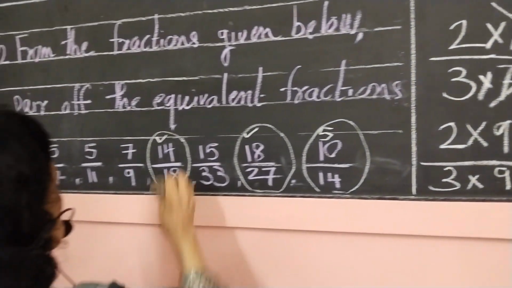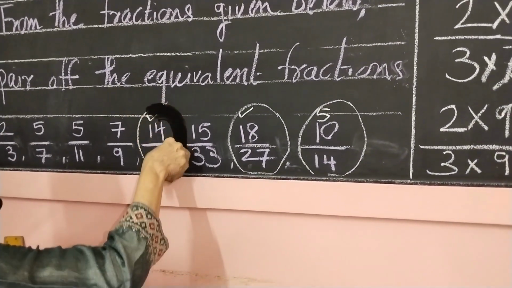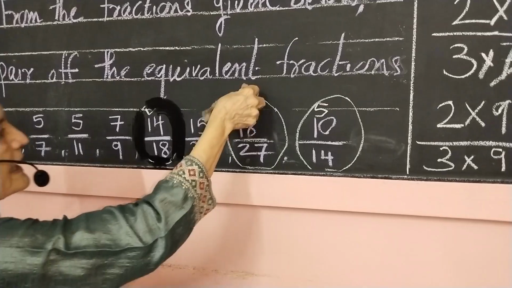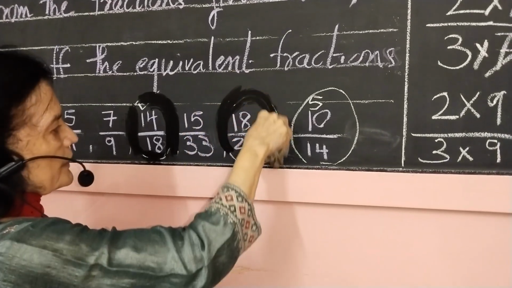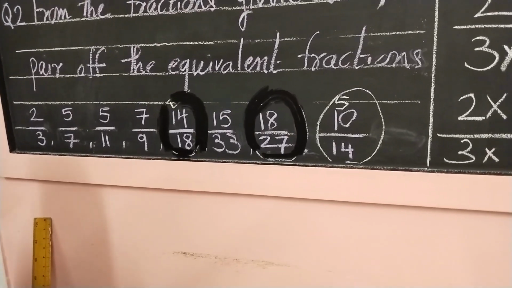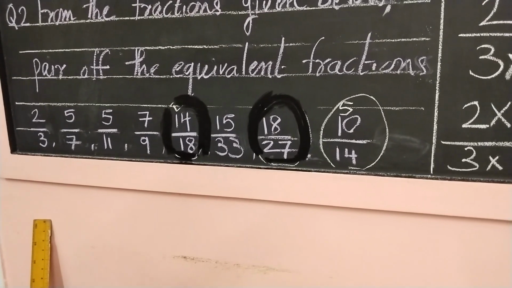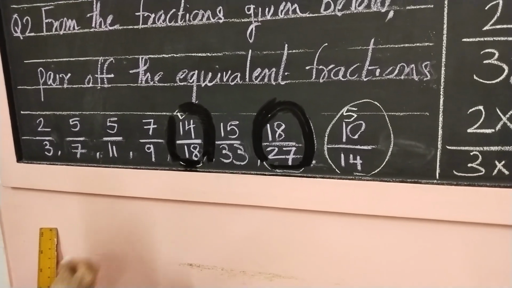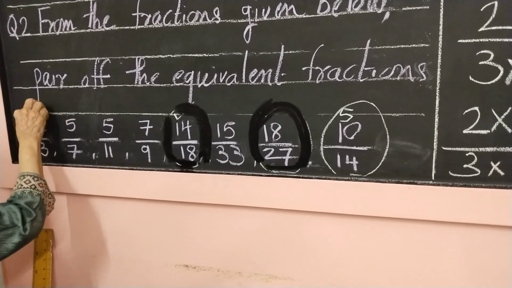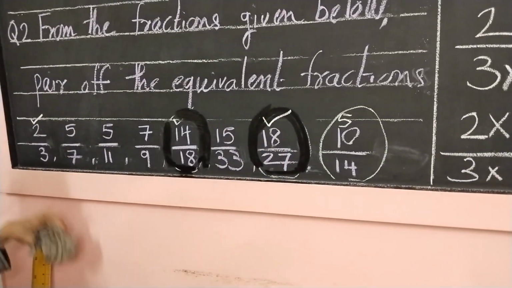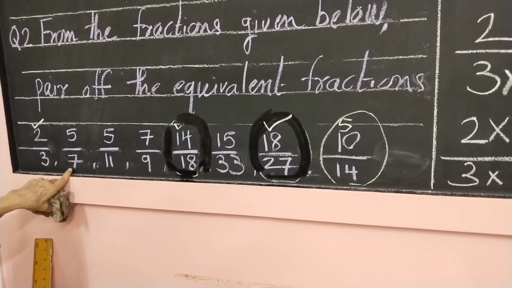Now let us wipe this off. This has to be done mentally, but since you are a beginner, we are doing it on the blackboard. Right? So this one is over. So this one is an equivalent of this one. Now let us come to the next one.